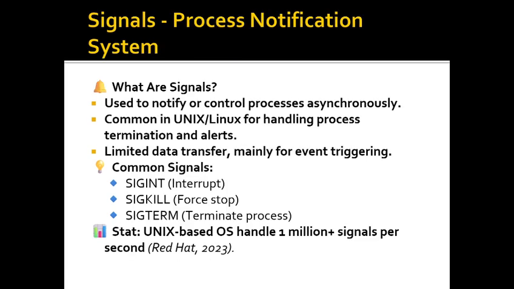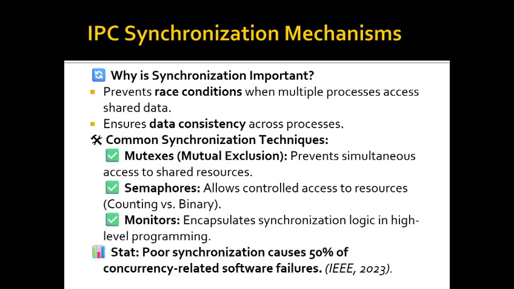What are signals? They are used to notify or control processes asynchronously, commonly in Unix and Linux for handling processes, terminating and alerts. They offer limited data transfer, mainly for event triggering. Common signals include interrupt, force stop and terminate process.